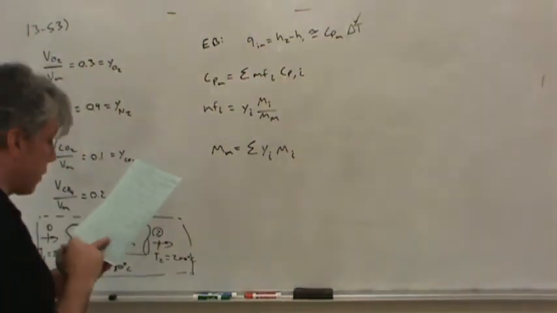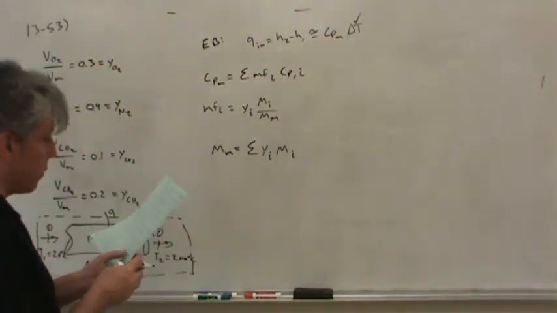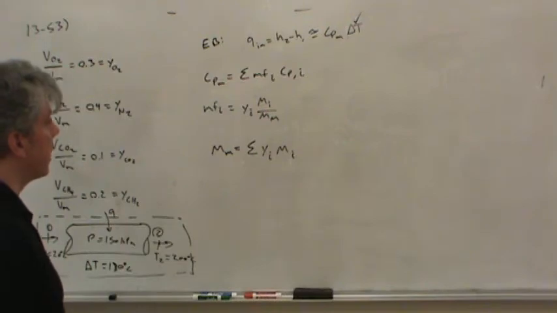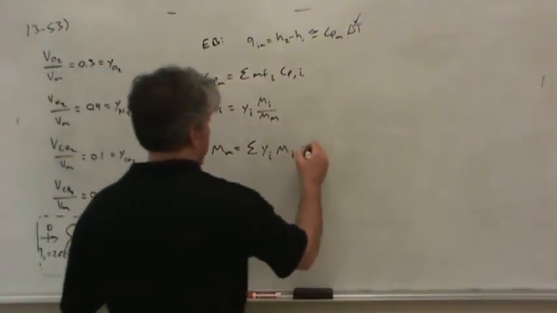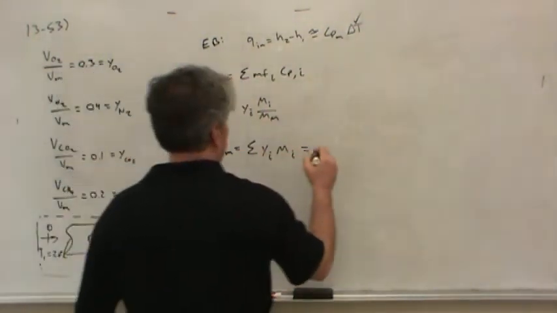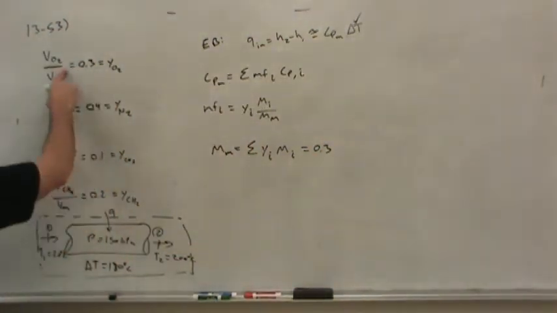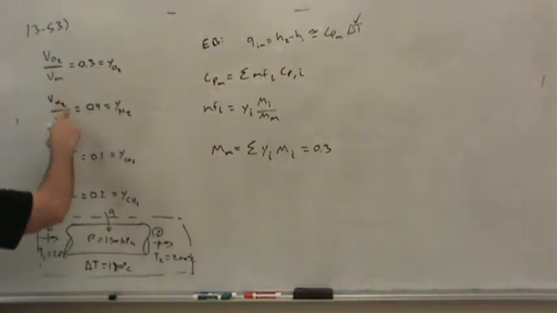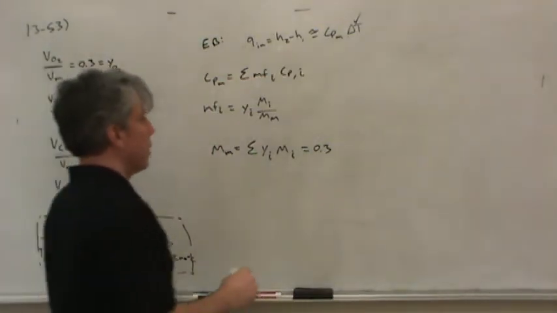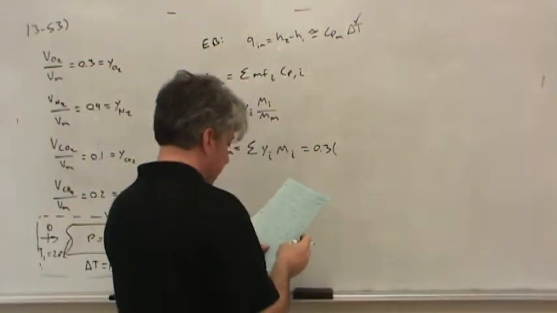And I think I wrote this wrong because I wrote M sub m here. I need to correct that. It should be M sub i. So this is pretty easy. All I need to do is take 30% of whatever the molecular weight is, or the molar mass, of oxygen, 40% of the molar mass of nitrogen, and so forth. So I looked all of these up.